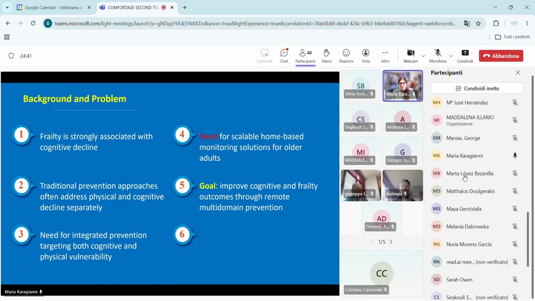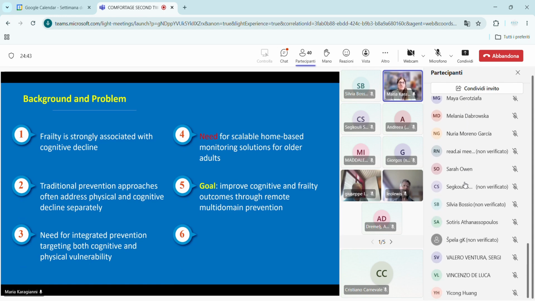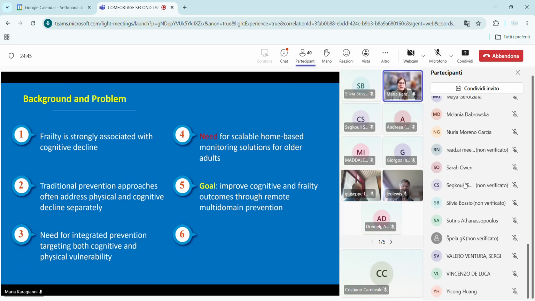So the traditional prevention approaches that are usually suggested are physical and cognitive training that these people should have. However, the literature shows that the combination, when people have physical, nutritional, and cognitive training, is the most effective.